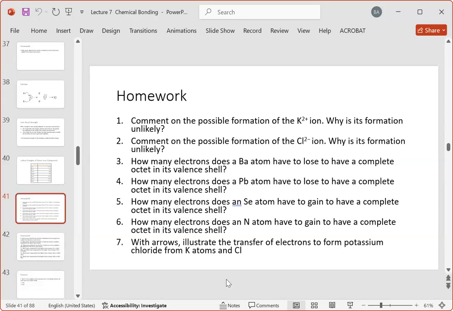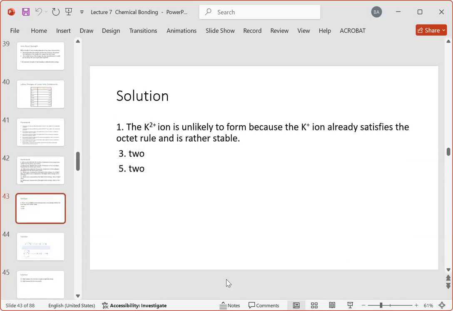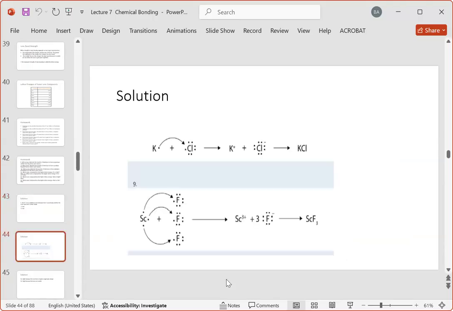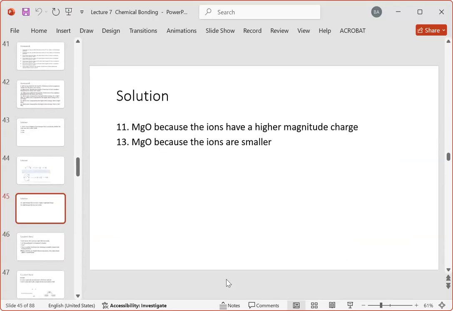So these are the homework that I think is in your book. It's in your book, your model book. So you need to do them.